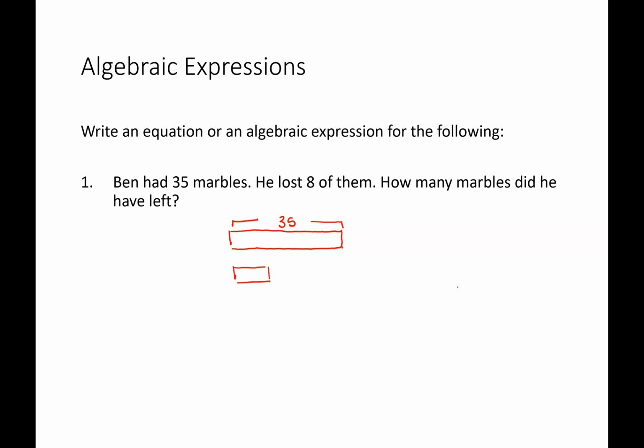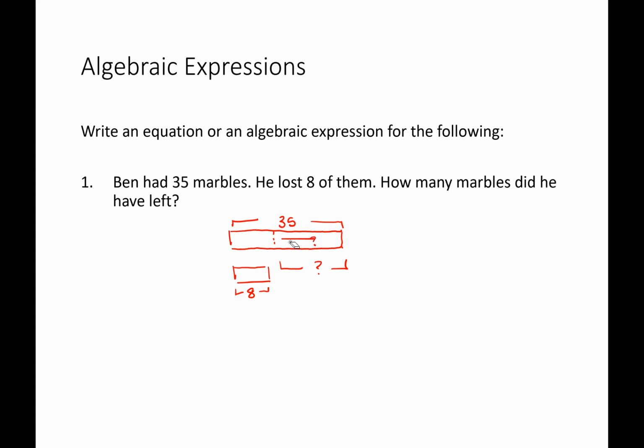Okay, so he's got 35 and he loses 8, right? How many does he have left? This is the space that we're looking for, isn't it? We could also draw it like this. He had 8, and that would be a part whole. We can do both of those types of bar models there.